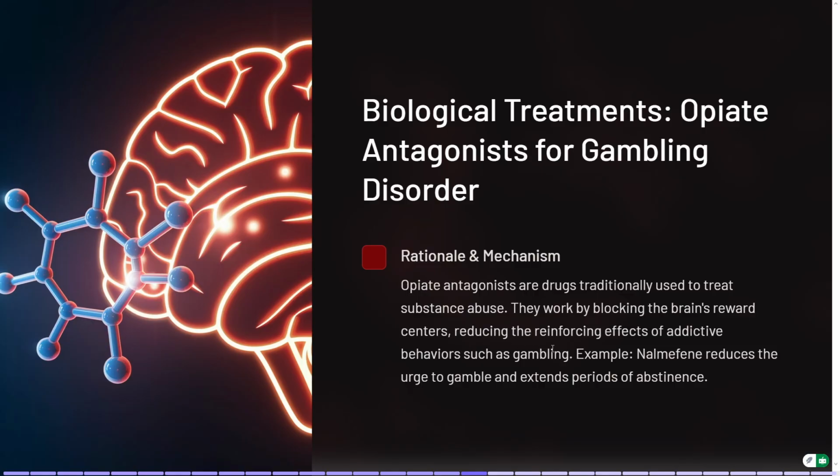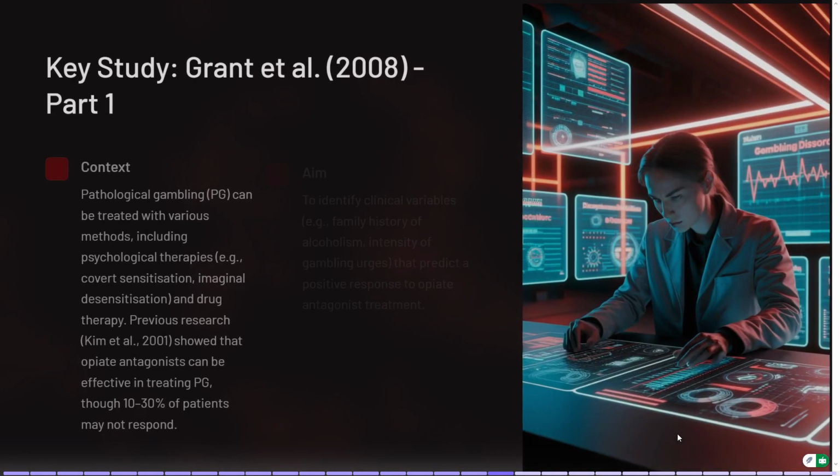This reduces the reinforcing effect of addictive behavior, such as gambling. For example, naltrexone reduces the urge to gamble and extends the period of abstinence. So this is one of the opiate antagonists, and this is how it works: it reduces the gambling disorder and helps the person stay away from it.